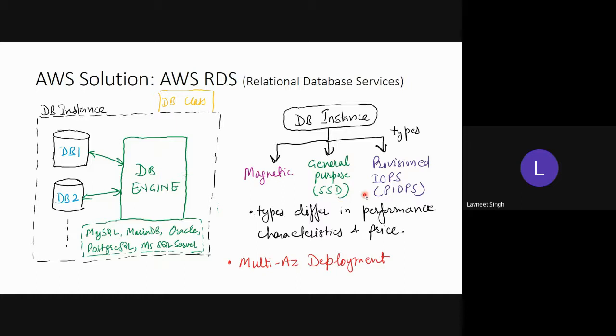And if it involves a lot of input output, then you can use the provisioned IOPS service, right? The types differ in performance characteristics and obviously the price. There are different tiers, and then you can deploy in multi-zone of the RDS, like we have discussed that they have different zones, right? So for higher availability.